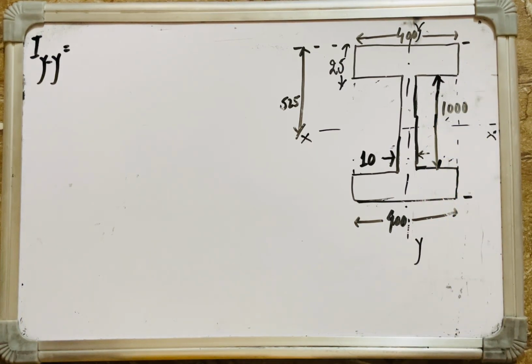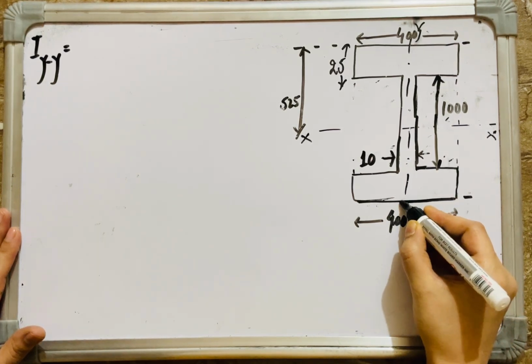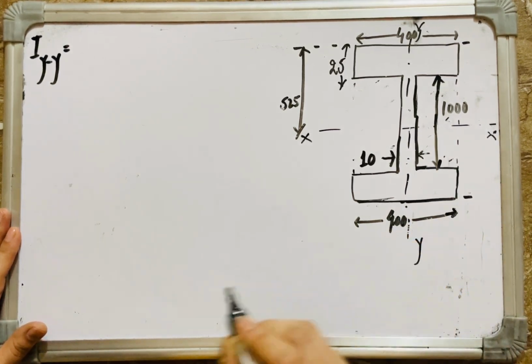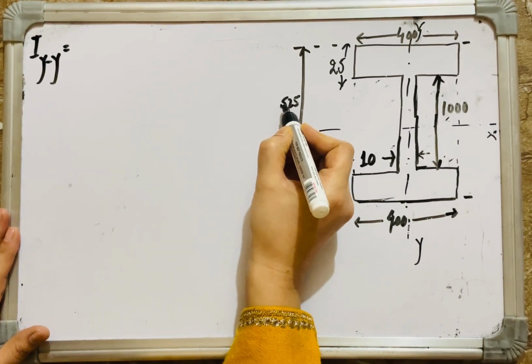All right, so this is our same trial section of the plate girder, which is having a web of depth 1000 mm, thickness 10 mm, flange plates of width 400 mm, and thickness or height of how much? 25 mm. All right, now let's calculate moment of inertia about the y-y axis.